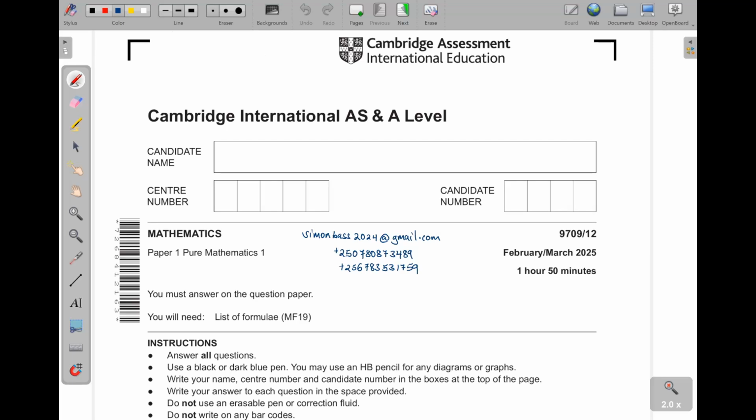This is Teacher Simon taking you through Cambridge International AS and A-Level Pure Mathematics 1 for February-March 2025, and this is paper 1-2. Question 1.